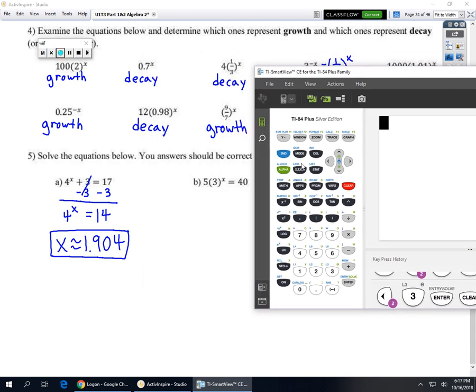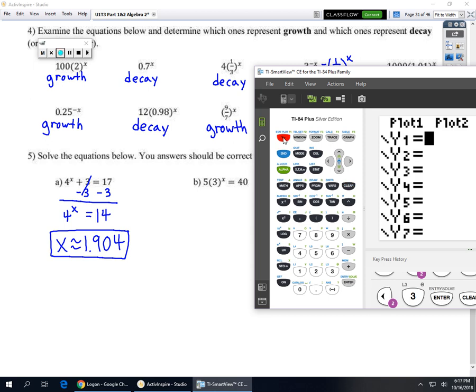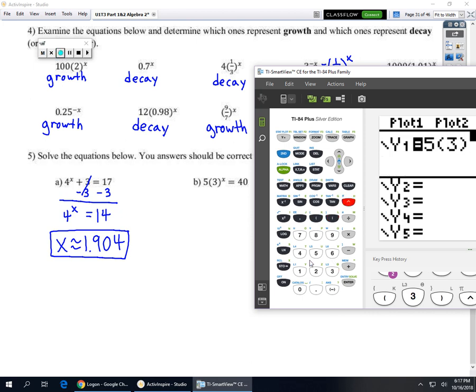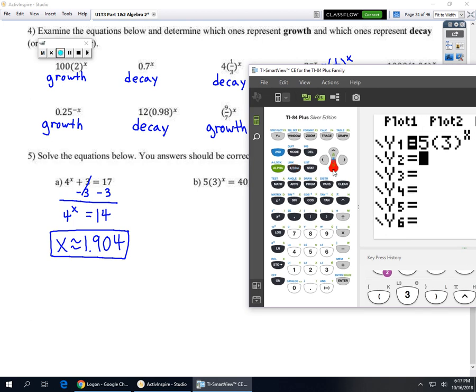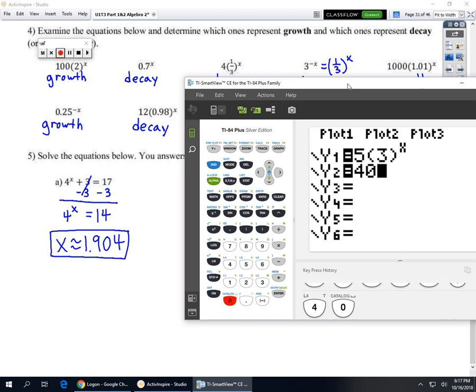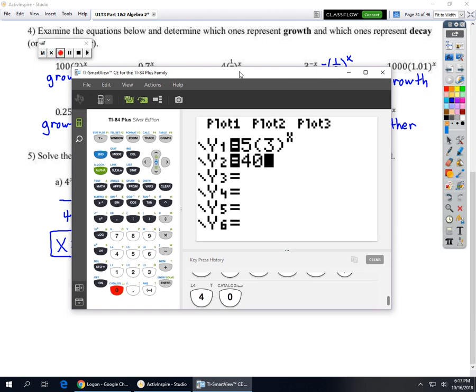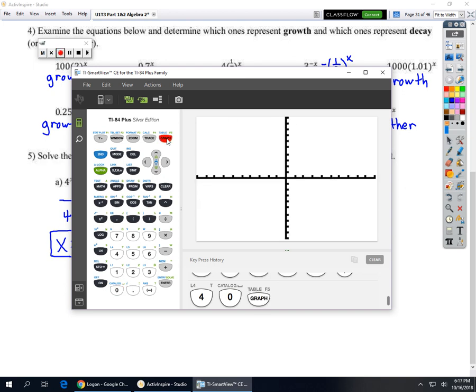So go to my graph. Remember, you press y1 for graph. So in my first, I'm going to put 5 parentheses 3 to the power of x. And I'm going to go down. For y2, I'm going to just put in y equals 40. So y1 and y2. So I want to find the intersection of these two graphs. So we're going to graph it and see.